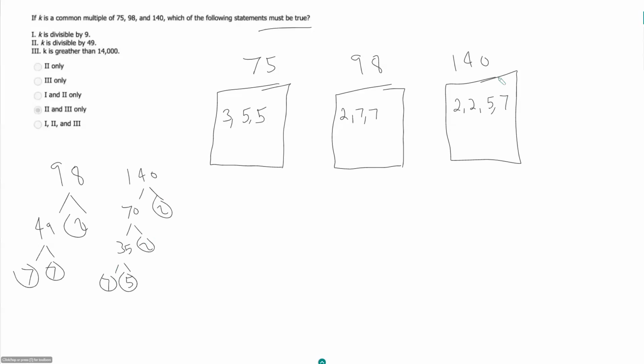So if we want the smallest number possible that includes all three of these numbers, what do we need? Let's start with the 75. To make the 75, we need a 3 and 2 5s. Then we need to also be able to make a 98 out of these factors. And so we need a 2 and 2 7s, and we don't have any of those. So we're going to have to add all of those into our number.